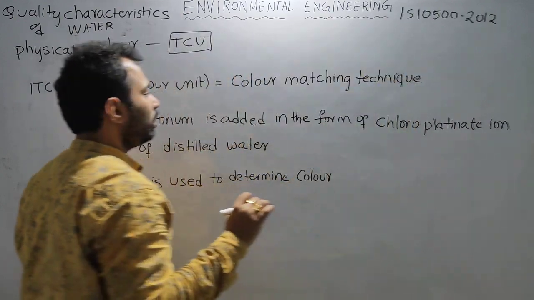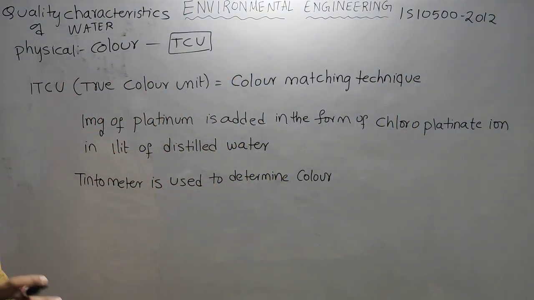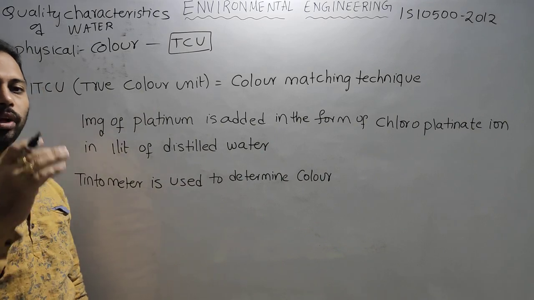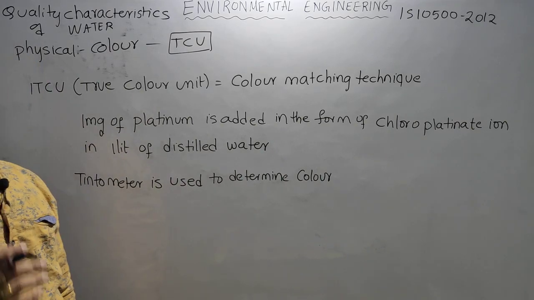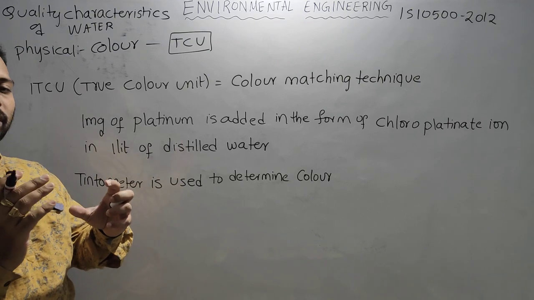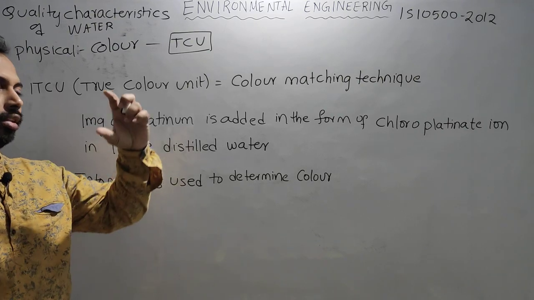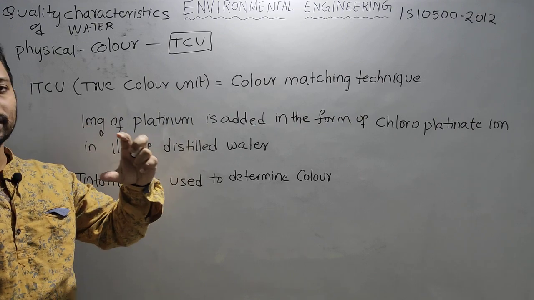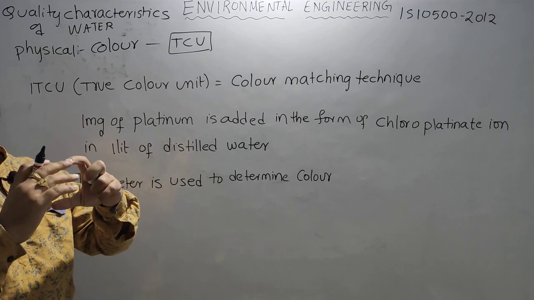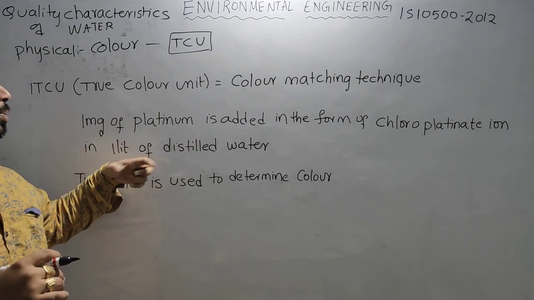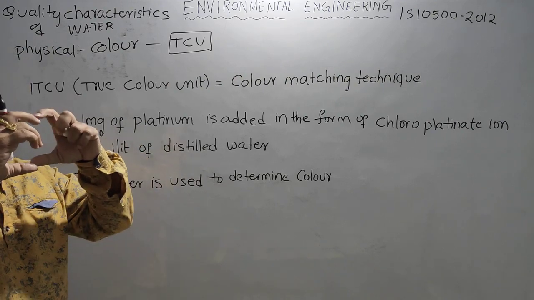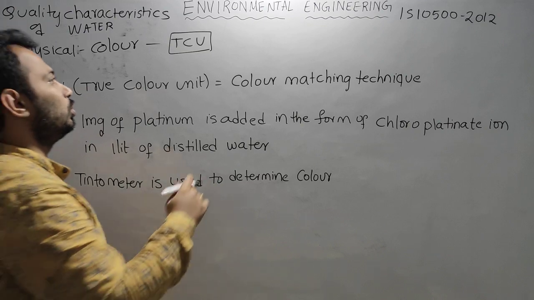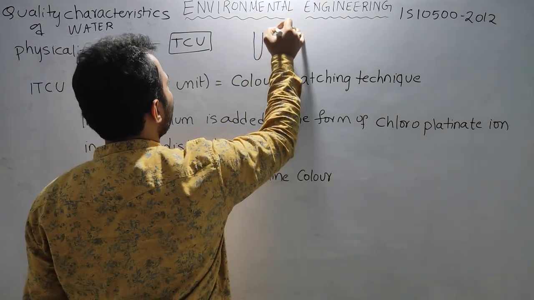So what we do here is we will take the water which is having color and we take a reference color sample in a Nessler tube. We will compare the Nessler tube reading and this color of the water, so to establish a color matching. So you will add platinum in the Nessler tube and we will establish a uniform color between these two. Okay, so 2 tubes are taken.